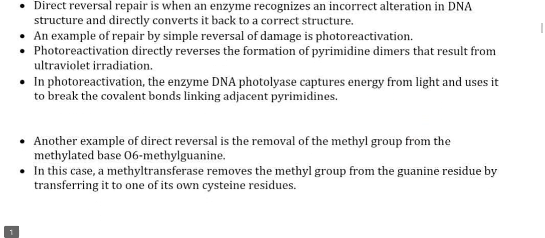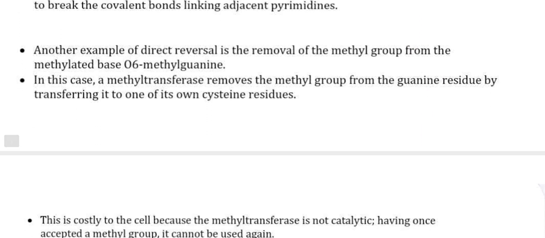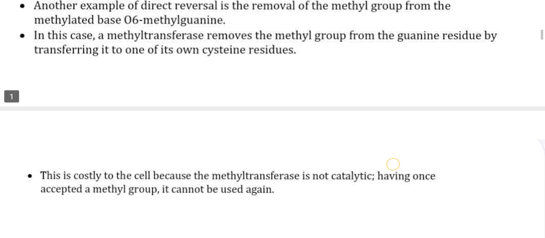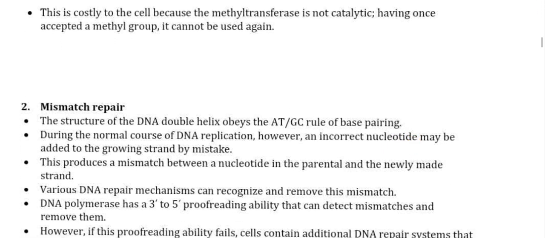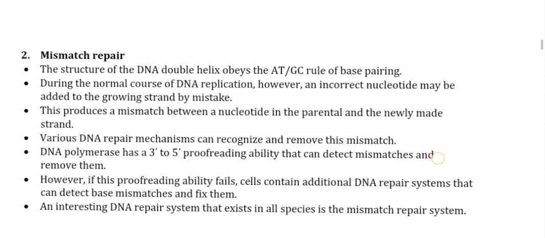Another example of direct reversal is the removal of a methyl group from the methylated base O6-methylguanine. In this case, a methyl transferase removes the methyl group from the guanine residue by transferring it to one of its own cysteine residues. It is costly to the cell because the methyl transferase is not catalytic. Having once accepted a methyl group, it cannot be used again.